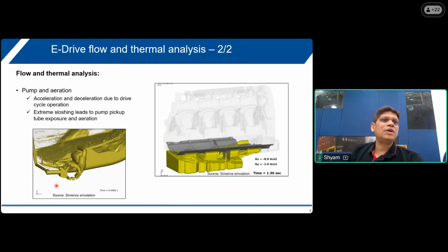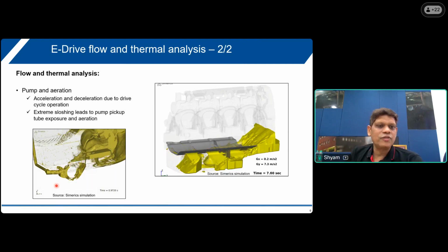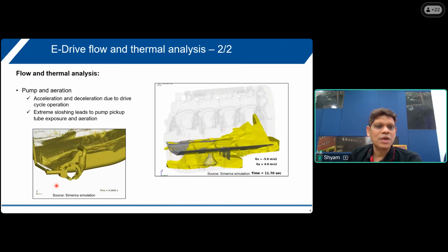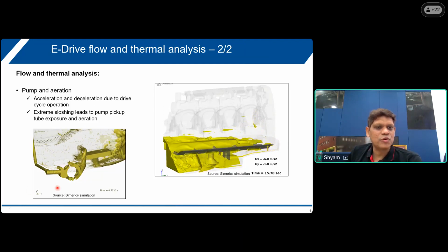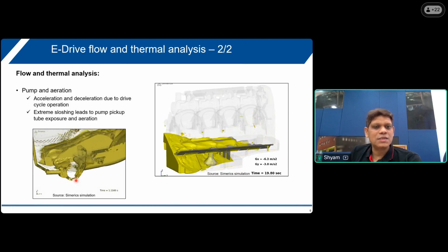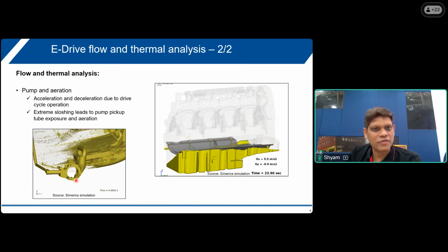So moving forward, the last one is pump and aeration. For this kind of high power density pumps, usually a PD pump, positive displacement pump, is used. Here I'm showing a G rotor pump. And this entire vehicle undergoes a different kind of drive cycle.